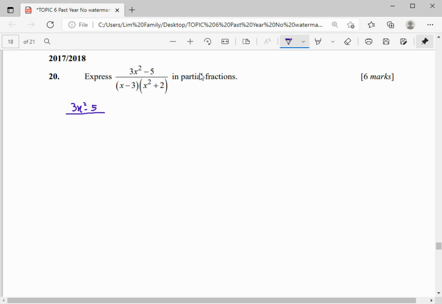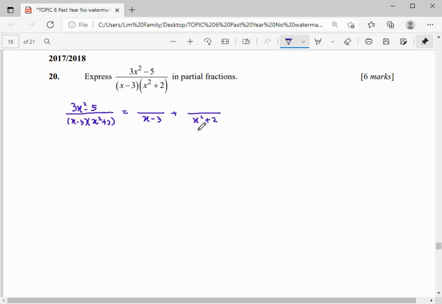When you want to express it in partial fractions, we are going to separate it by its factors. Our factor here is x minus 3, and another factor is x squared plus 2. When we get a quadratic factor, we have to be very careful. We have to make sure our quadratic factor is factorized completely. For this case, x squared plus 2 cannot be factorized anymore, so it is maintained as a quadratic factor.